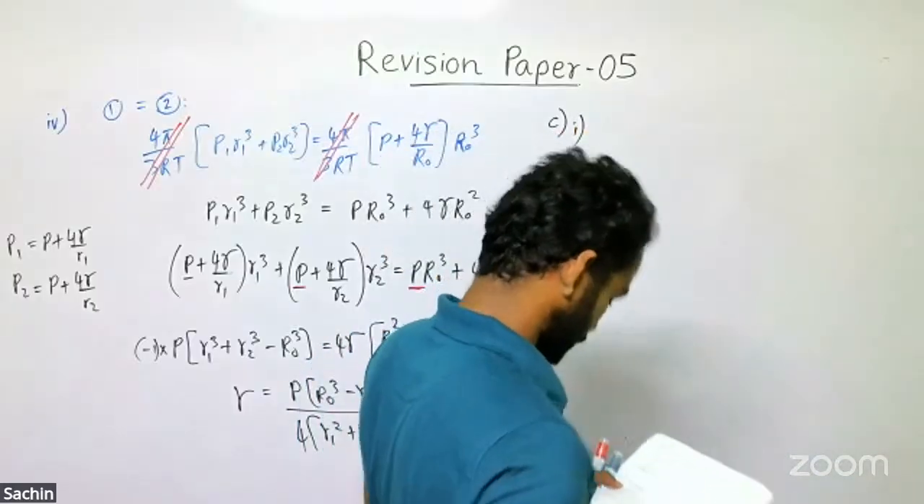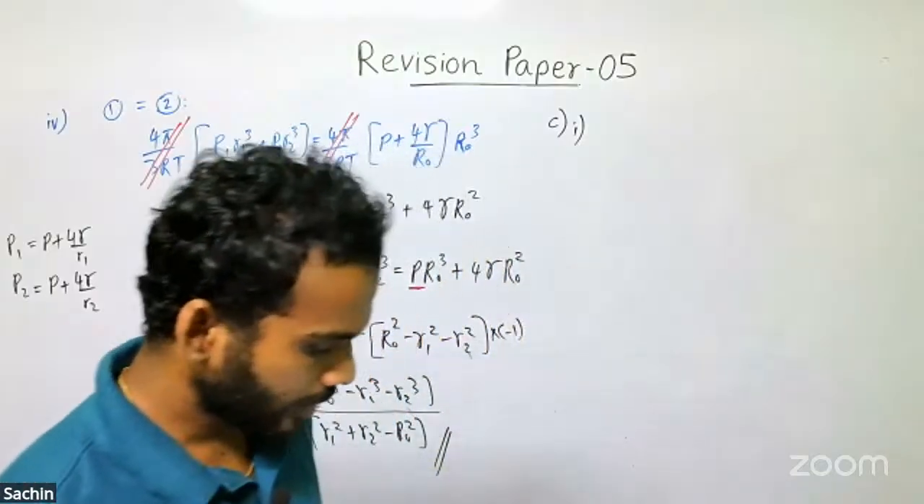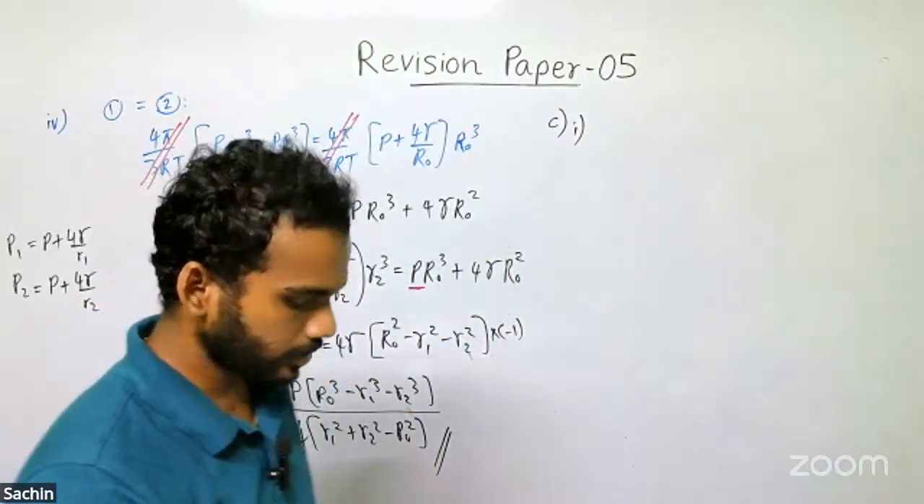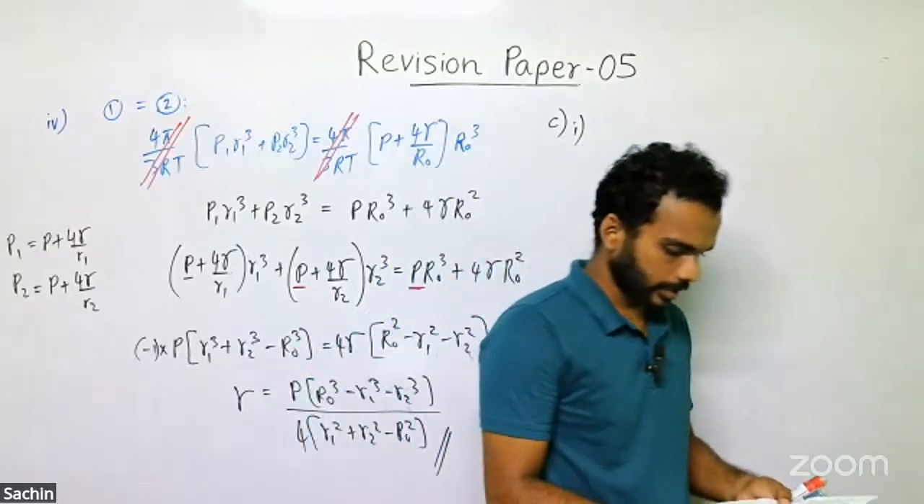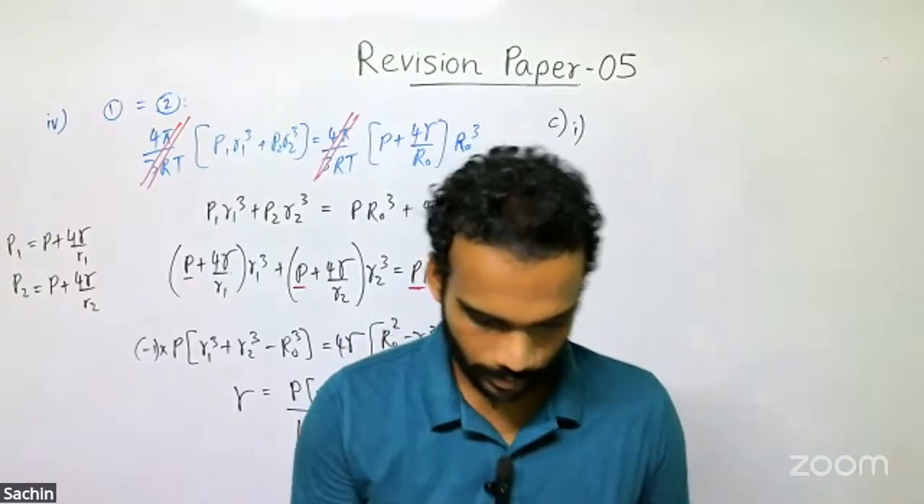Okay, first part. The soap bubble mentioned above is formed at one end of a capillary tube as shown in the figure. Plot the graph to show the variation of pressure from A to D.